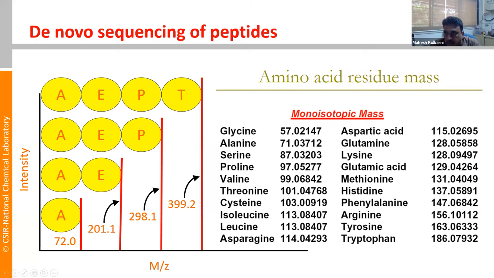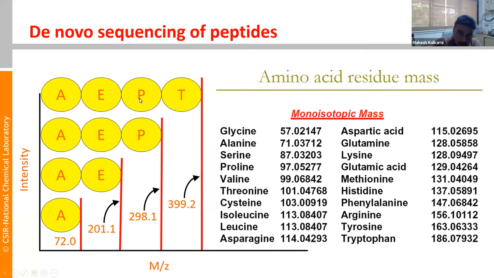Can you see this? So glutamic acid is 129. Now go to the next peak, which is 298. You subtract 201 from 298.1. Now the difference is 98. The 98 corresponds to proline, 97 plus one protonation, proline. So likewise, you can manually do a de novo sequencing of a peptide.